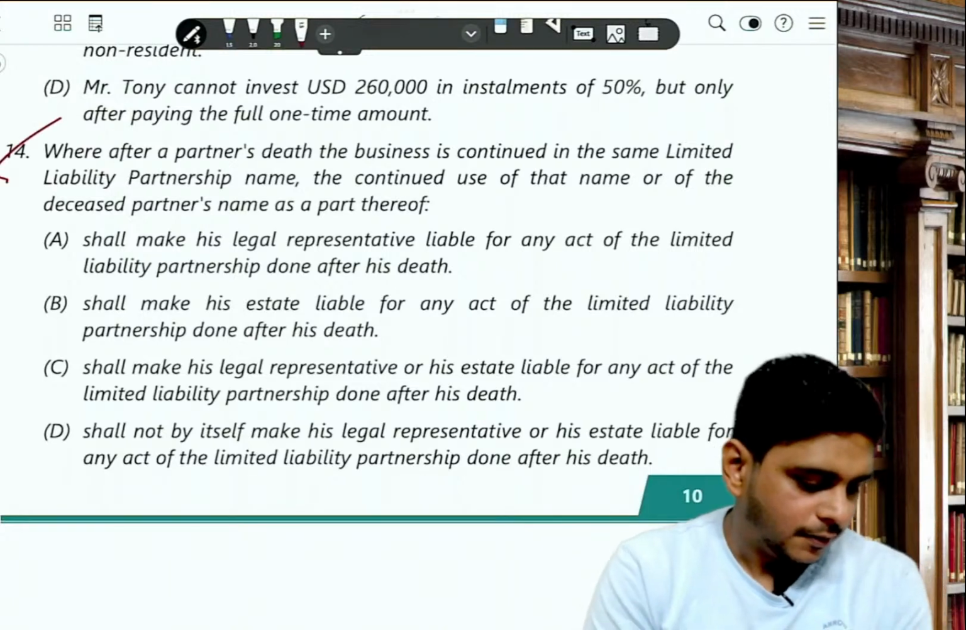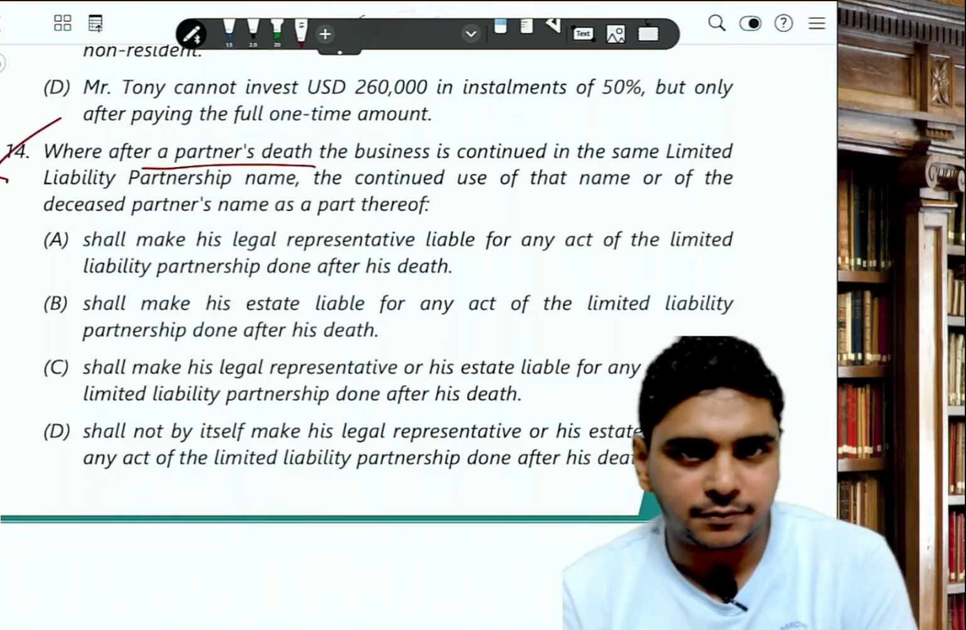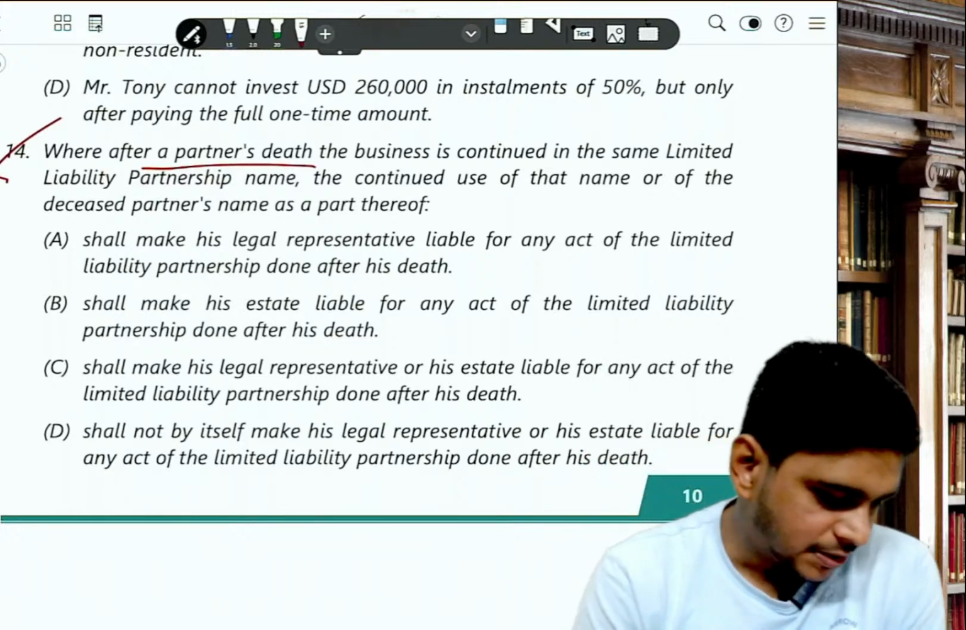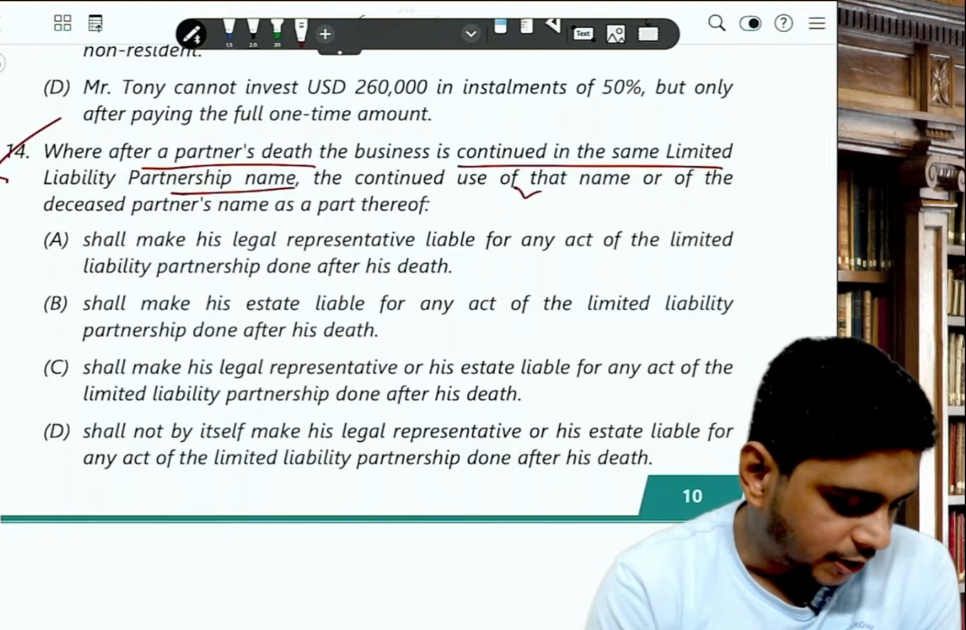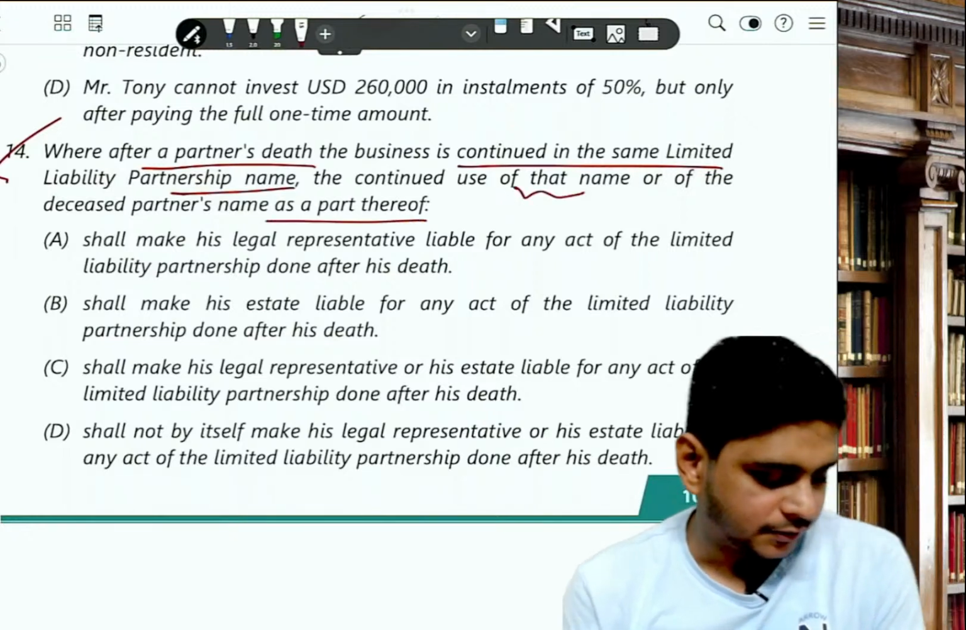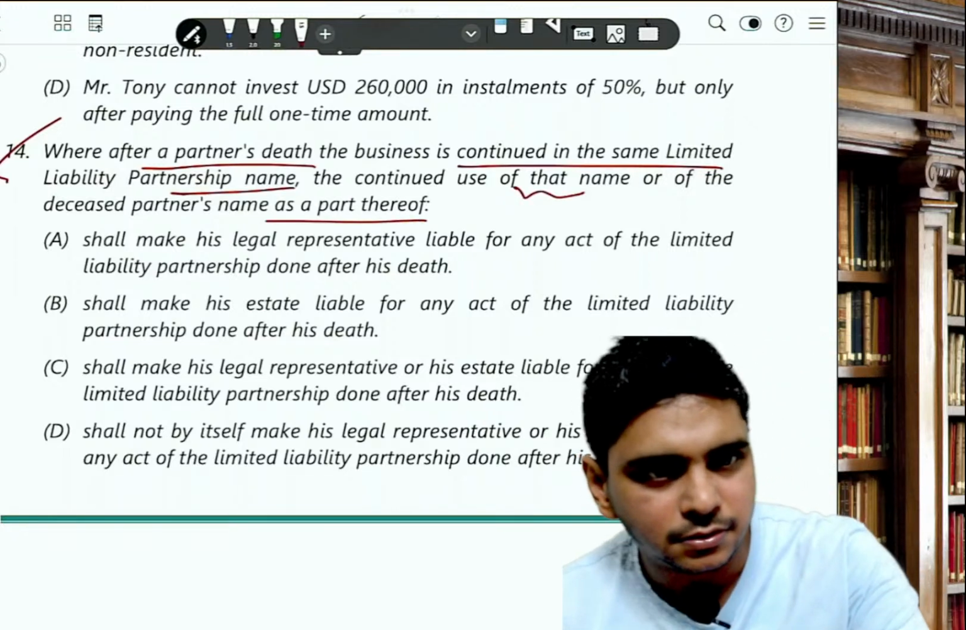The 14th: where after a partner's death, the business is continued in the same LLP name, with the continued use of that name or the deceased partner's name as a part thereof, what will happen to this?